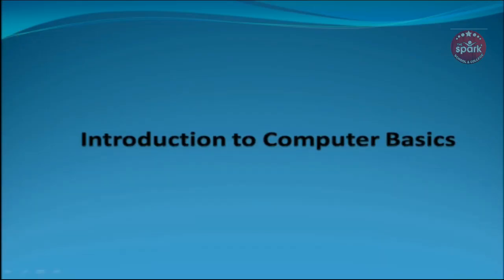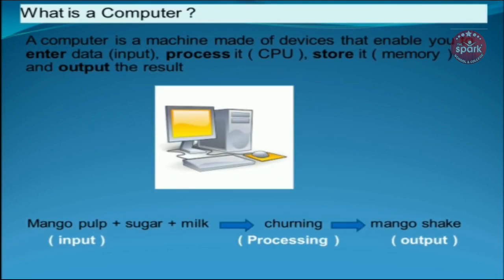Today we will talk about the introduction to computers, very basic, for beginners. So what does the chapter say? What is a computer? Firstly, we need to know a computer is a machine made of devices that enable you to enter data in input form, and finally it processes. What does it process? Any data that we give to the computer, it processes. Finally, it gives it to the CPU, and the CPU stores the data which has been given through us.